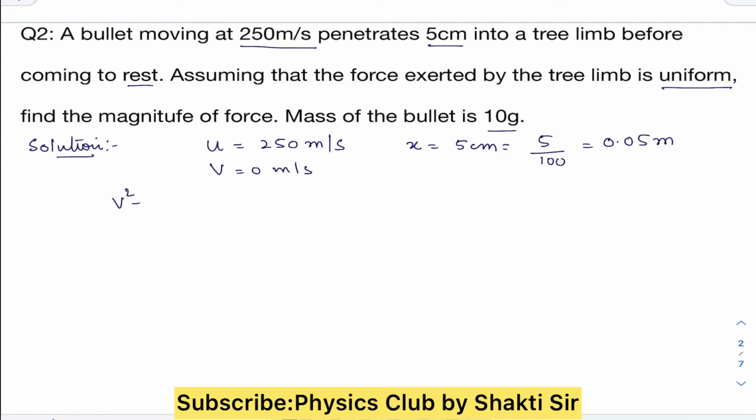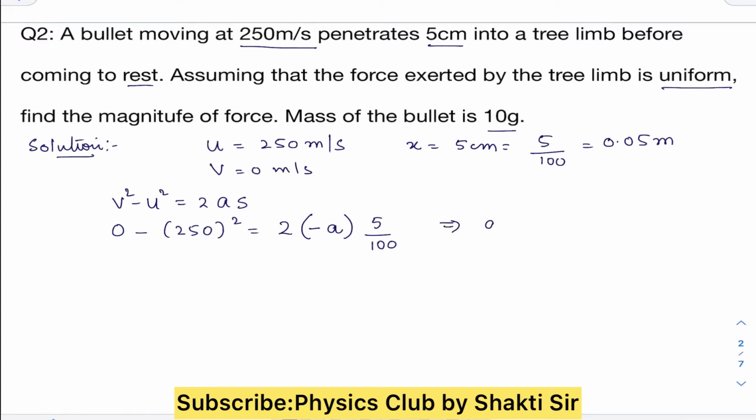So it says v square minus u square equals 2as. This comes out to be 0 minus u square, so 250 square equals 2a. As the final velocity is 0, it is the negative of acceleration. That's why I am writing minus a. And the displacement covered is 5 divided by 100, 0.05. Okay, let's solve this, and we will find the value of a.